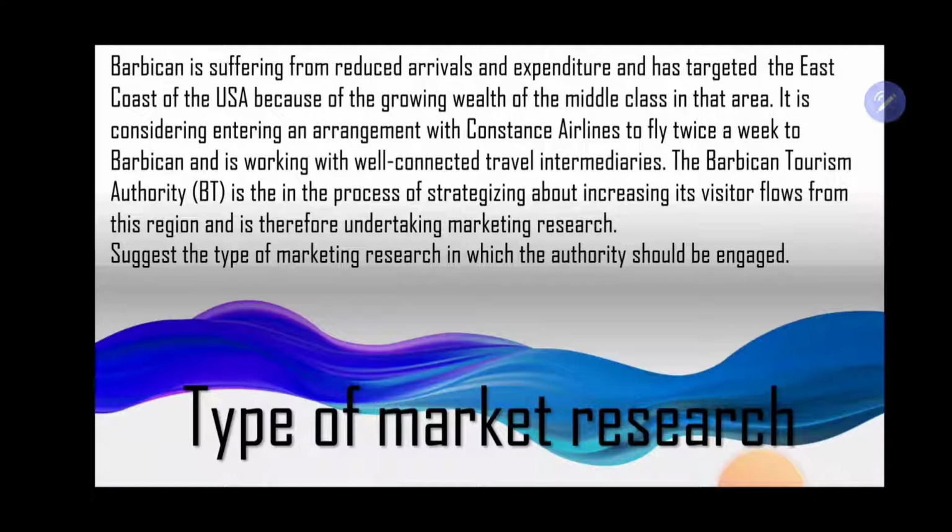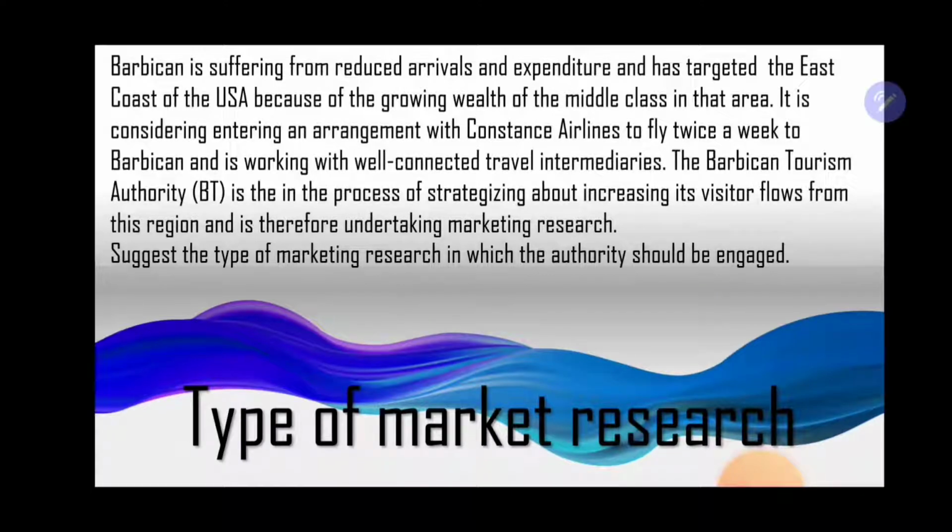Now let's move on to the first part, and this is the scenario. Barbican is suffering from reduced arrivals and expenditure and has targeted the East Coast of the USA because of the growing wealth of the middle class in that area. It is considering entering an arrangement with Constant Airlines to fly twice a week to Barbican and is working with well-connected travel intermediaries. Barbican Tourism Authority is in the process of strategizing about increasing its visitors' flow from this region and is therefore undertaking marketing research. Suggest the type of marketing research in which the authority should be engaged.